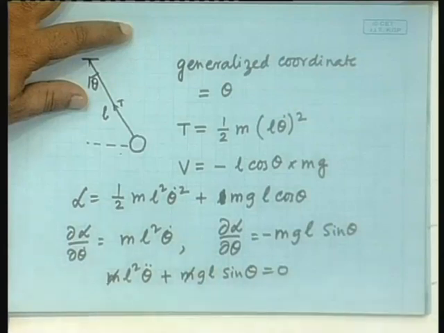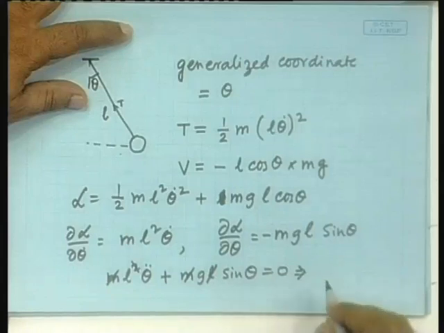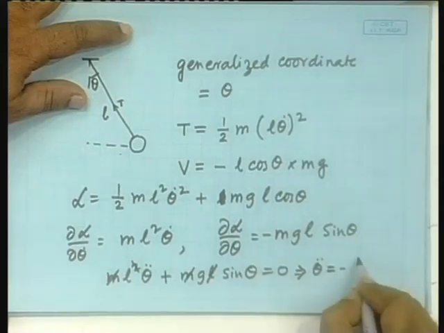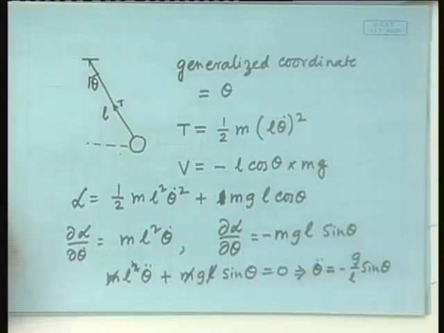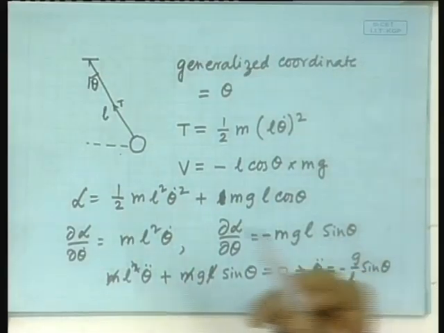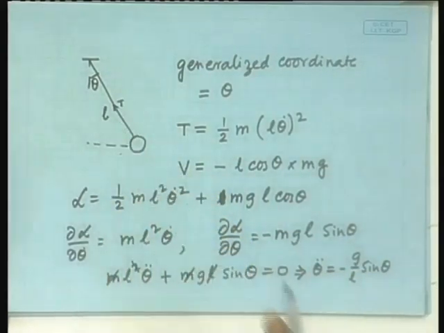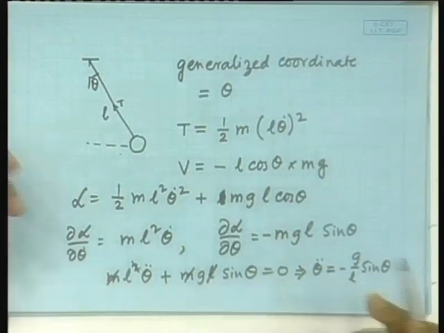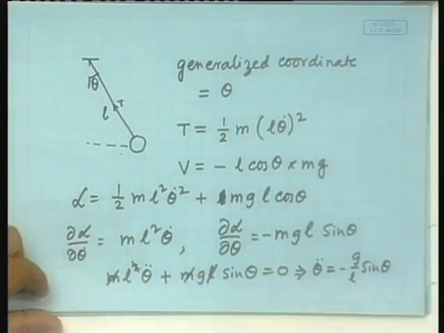m cancels off, one of L cancels off. So, you get theta double dot is equal to minus g by L sin theta. That is the equation. Clear? So, that is how we write it, and you see that we do not need to write 3 equations, we do not need to consider the tension, it becomes simple. Clear? And that is the main advantage of the Lagrangian form.